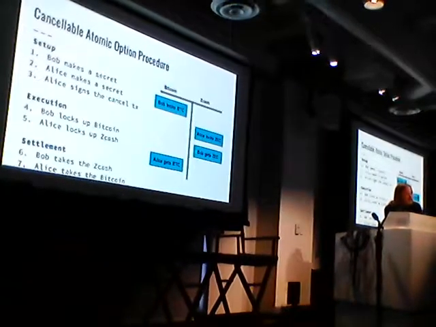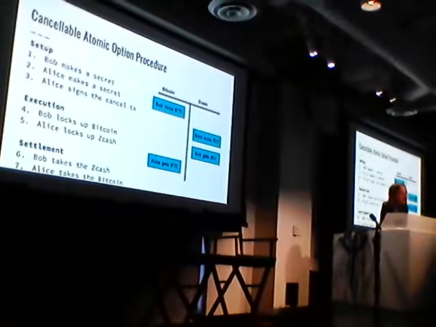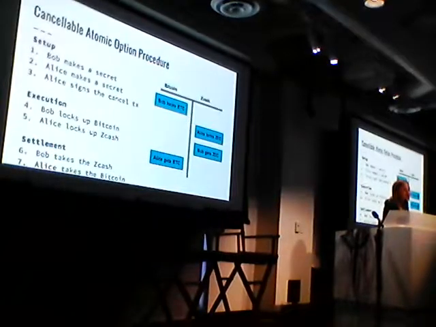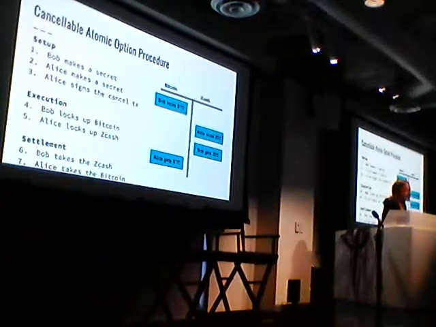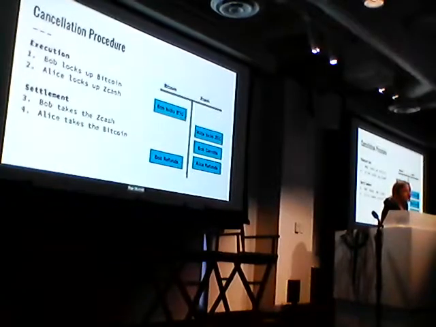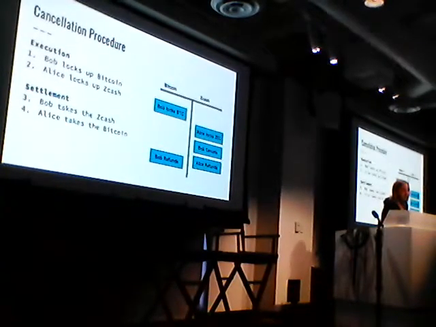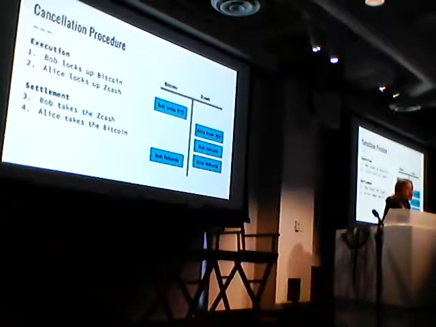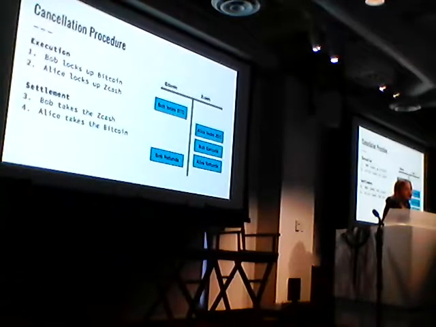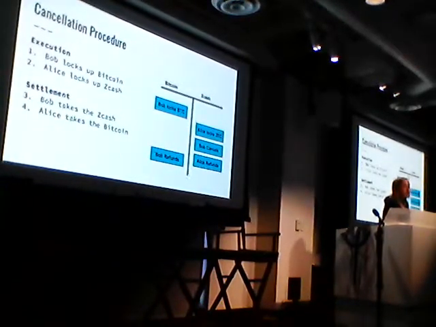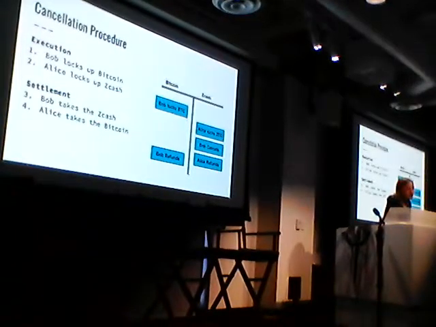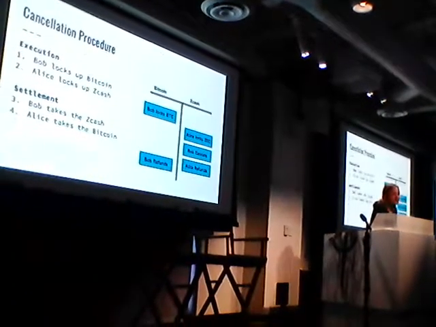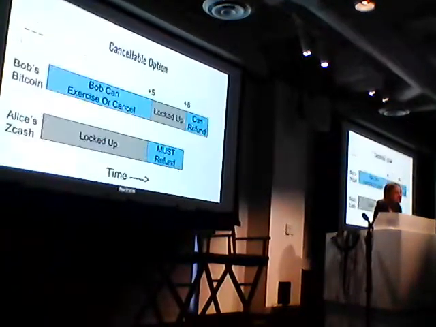So here's the happy path. It looks just like the normal option. We lock up the Bitcoin, we lock up the Zcash. Bob takes the Zcash, Alice gets the Bitcoin. That's what happens if it's exercised. Okay? Then this is the cancellation process. Bob locks up the Bitcoin, Alice locks up the Zcash. When Bob wants to cancel, he moves the Zcash. Oh, I messed up my settlement. He moves the Zcash to the cancellation script, and Alice refunds from there. When Alice refunds, it reveals the cancellation secret, which lets Bob refund.